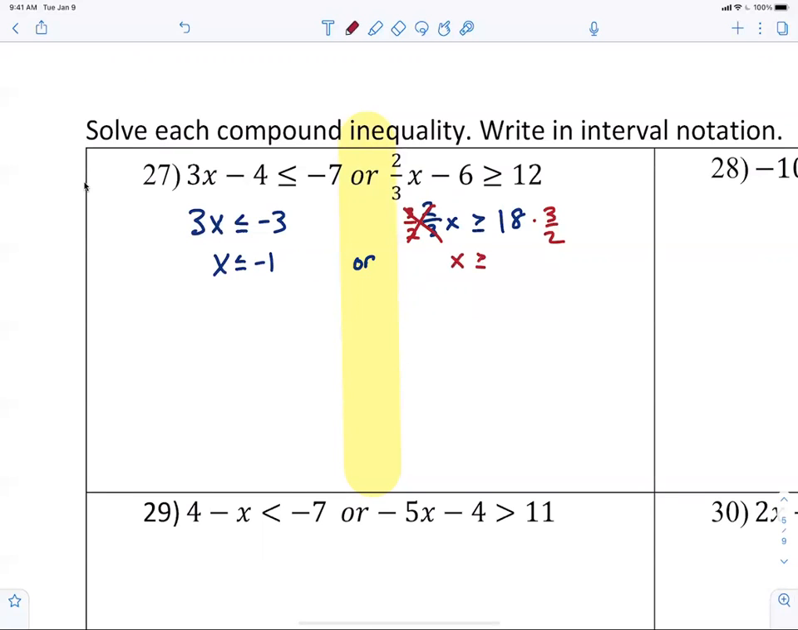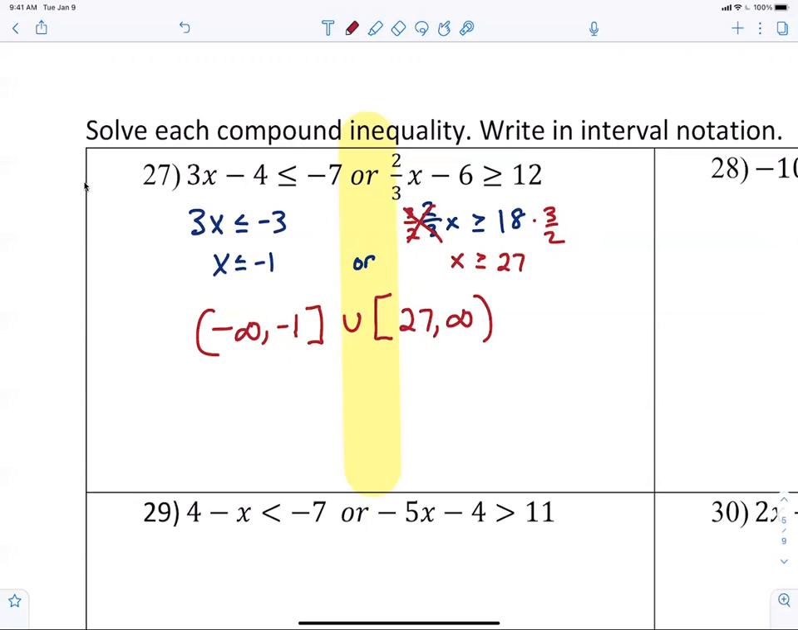So x is greater than or equal to 27. This time they're going in opposite directions, which makes it nice. So that means we're going from negative infinity to -1. Don't forget, it's not a parenthesis but a bracket, union, bracket, 27 to infinity.